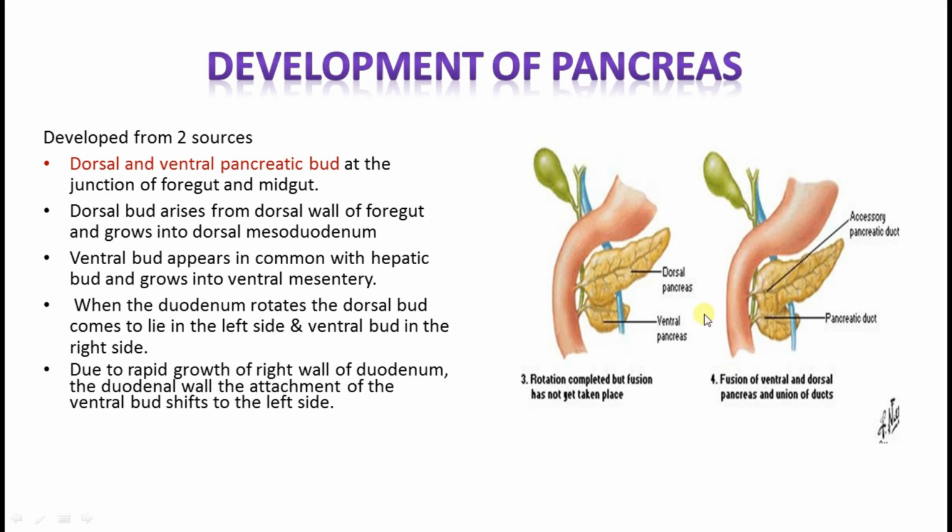So due to the rapid growth of the right wall of the duodenum, that is how the ventral bud is shifted. Originally it was in front, now it comes to lie behind and below the dorsal bud, and it completely fuses with it.